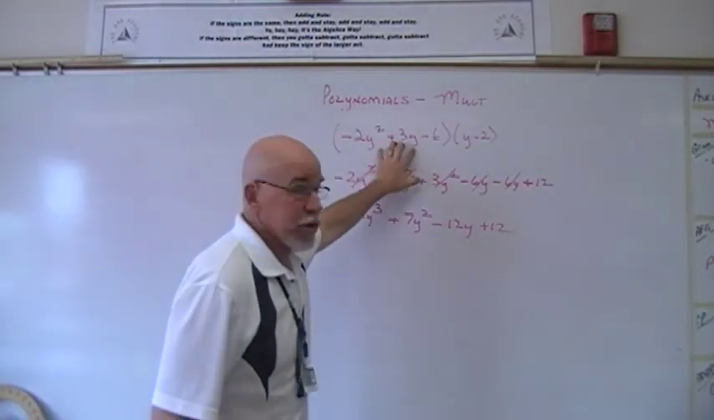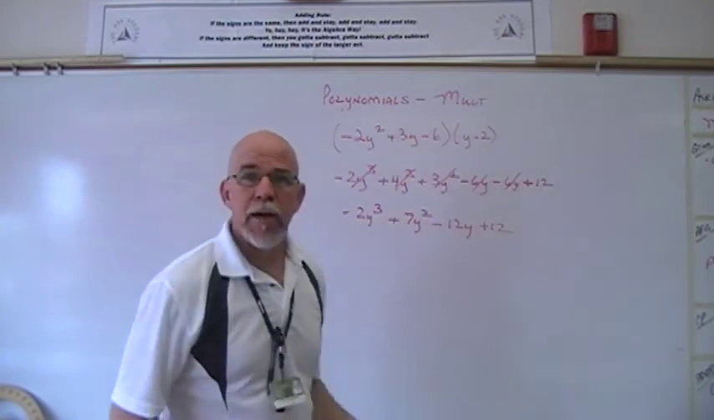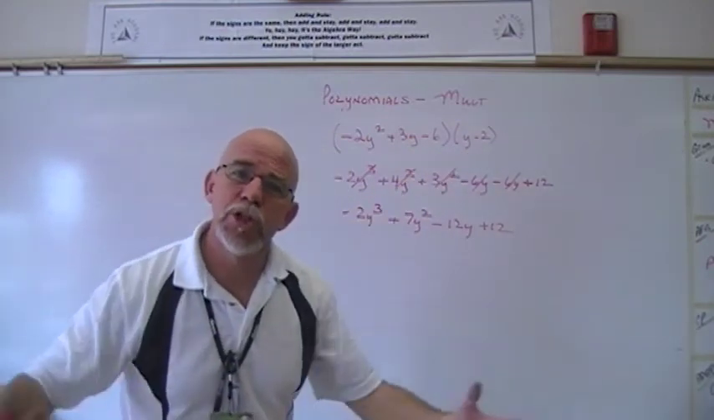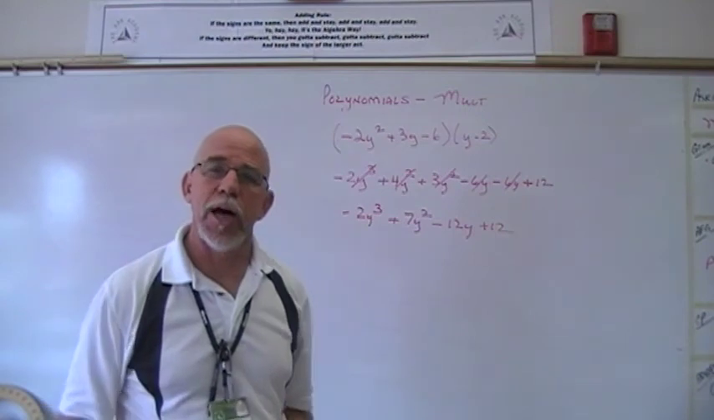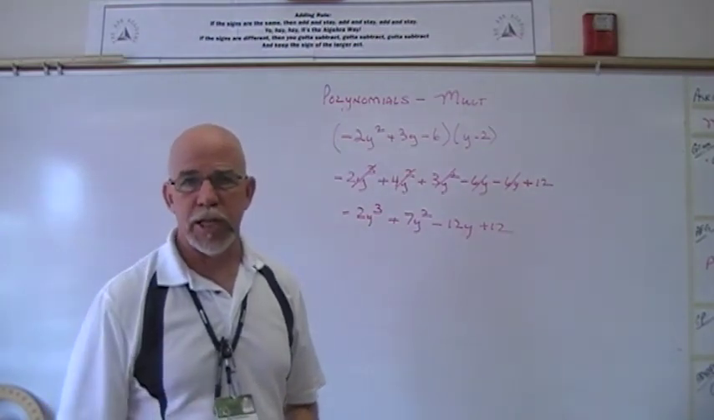If I had 7 terms here and 6 terms there, if I multiplied, I'd end up with 42 terms, of which I would just add the common things together and then go on to the next problem.